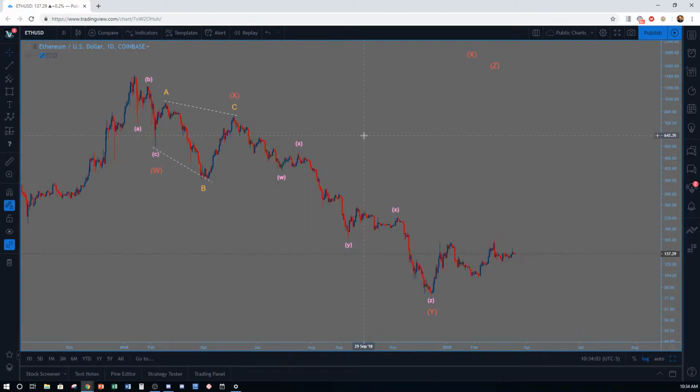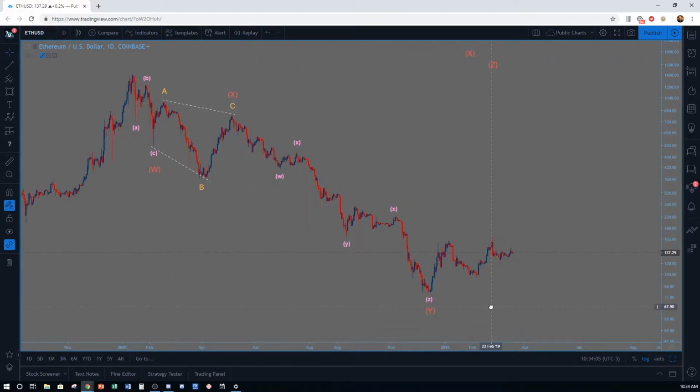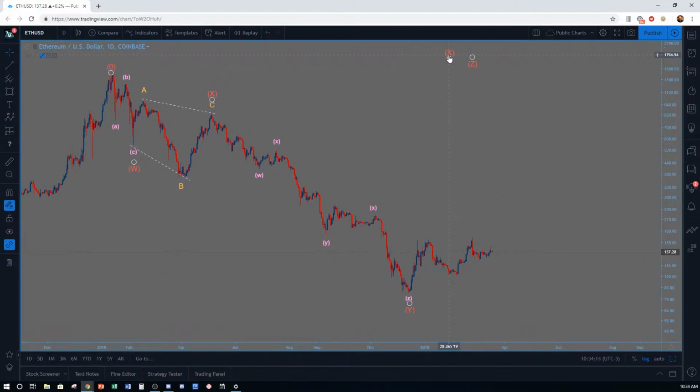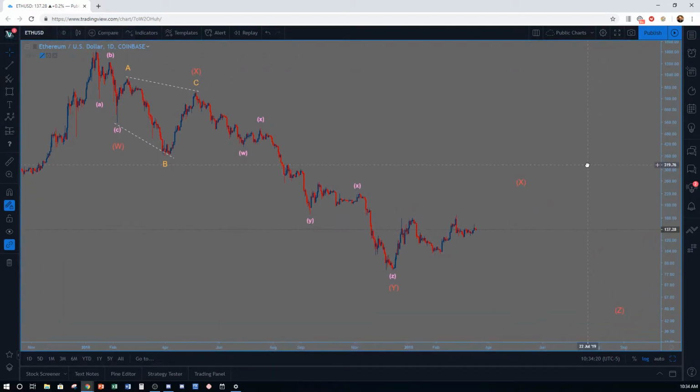And that is going to be our highest degree structure that we're going to be counting. So what does this move become? For me, there's really two options here. This could be another X wave of some sort, not necessarily complete, and then we could have one more low in Z.